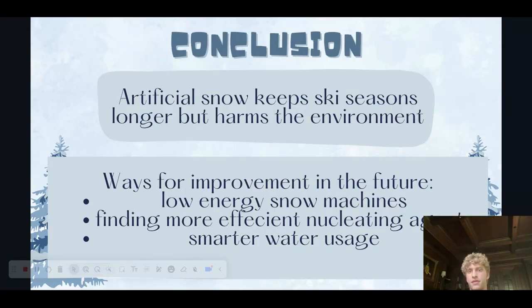So in conclusion, artificial snow keeps ski seasons longer, but also harms the environment on the other hand. However, researchers are looking for ways for improvement. For example, low-energy snow machines will decrease the amount of carbon dioxide produced and conserve energy by reducing the amount of air compressed. Researchers are also trying to find more efficient nucleating agents that can be effective at higher temperatures and better for the environment.